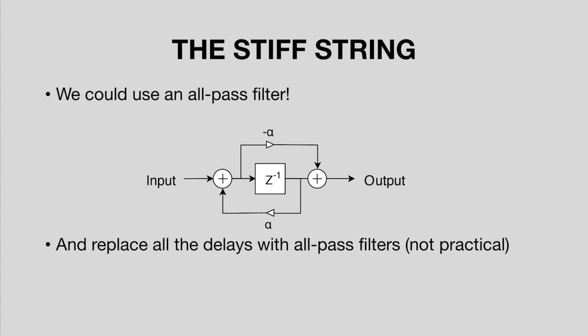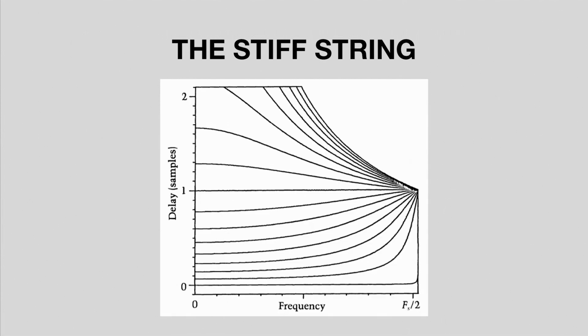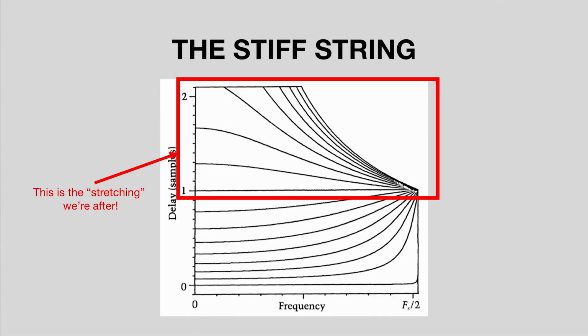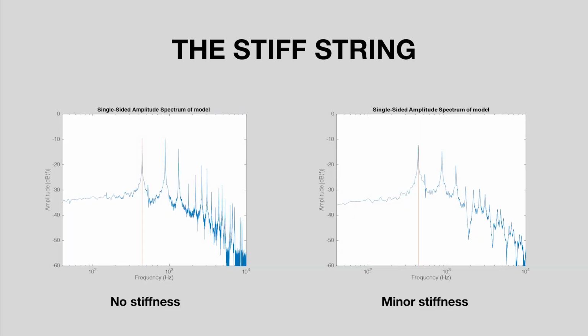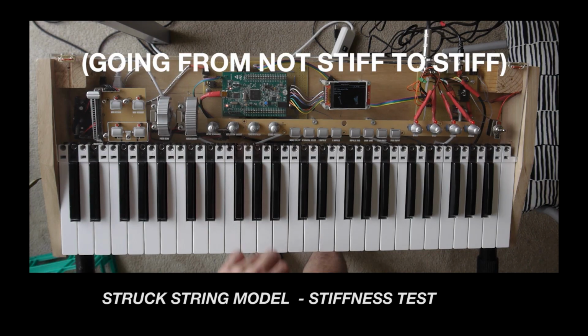Here we can see that by varying the all-pass coefficient, we can stretch certain overtones by changing the sample delay for them. This is hard to see on a plot, but here are some examples. Notice the fundamental of the note and the harmonics sound further apart as stiffness increases.